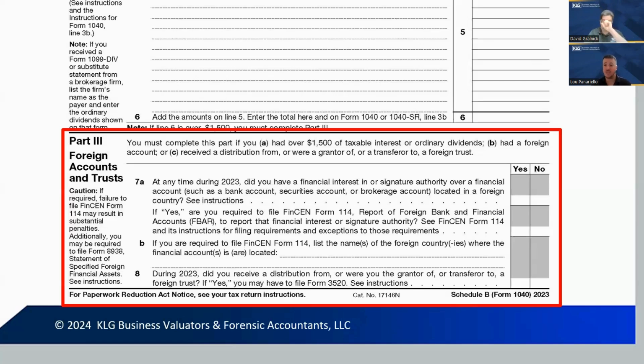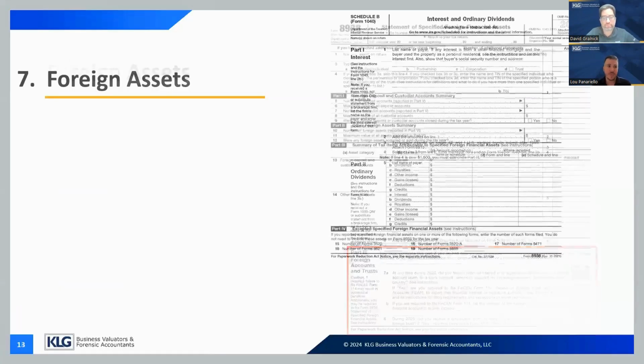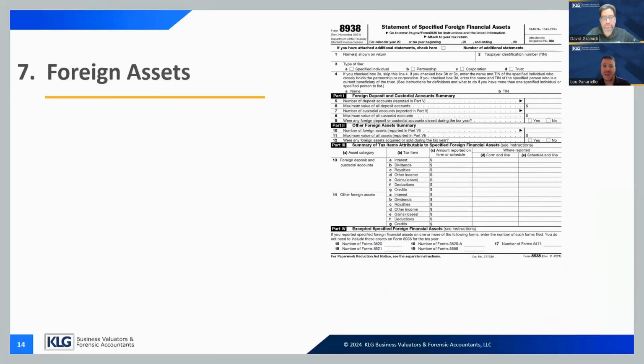Now, the IRS does have its own form for foreign assets, and that's going to be Form 8938. The threshold for filing a Form 8938 is much higher, though. That is if you end the tax year with $100,000 of foreign assets or more, or if at any point during the tax year you owned $150,000 or more. So those are going to be the two requirements for filing Form 8938.